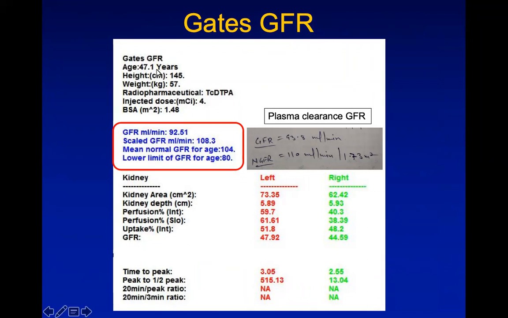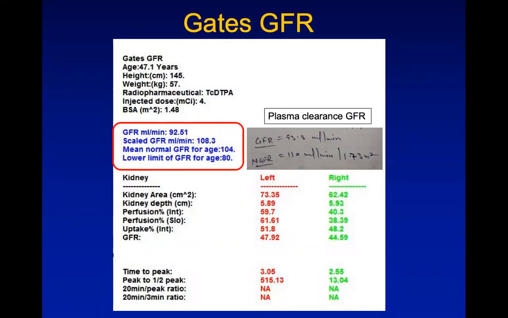Now, if you see, this is a 47-year-old patient with an average height, average weight, 57 kg weight, 145 centimeters height. The GFR calculation by the plasma clearance is 93.8. By the camera method is 92.5. The scaled GFR is 108 by camera method, 110 by plasma clearance. Almost identical with both. So not very much of a difference, which is why I said you can use the Gates GFR, that is the camera method GFR, for all routine estimations in average built adult patients.